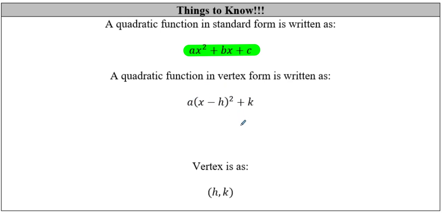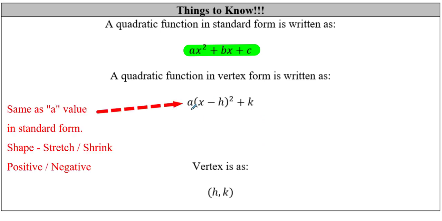Committing this form to memory is helpful, but we still have to understand what these pieces are. So I'm going to label these out for you. Let's take a look at our first one. We have this A. So this A value in our vertex form is going to be the same as our A value in standard form. Whatever value A is in standard form, that's going to be the same thing for our A value here in vertex form.